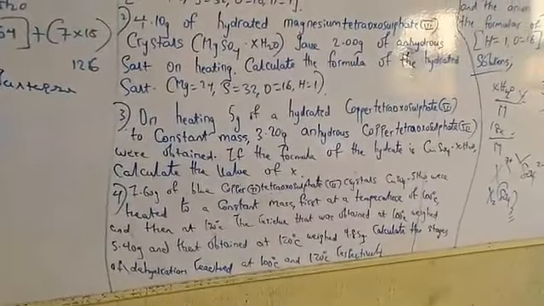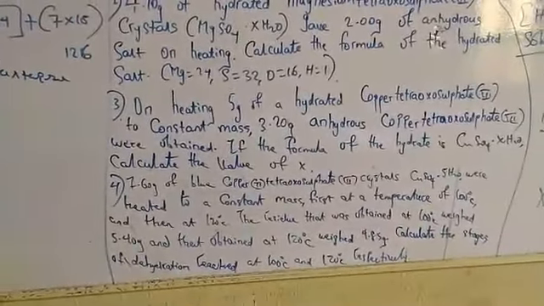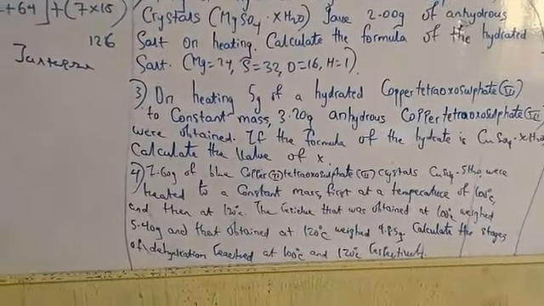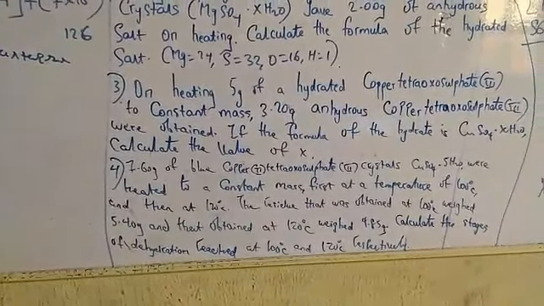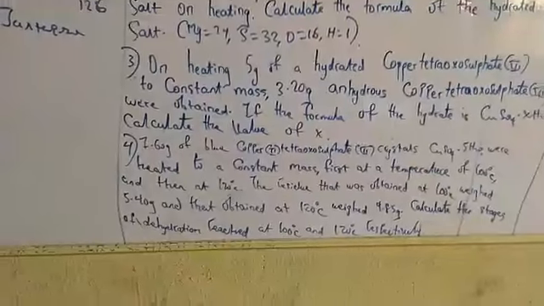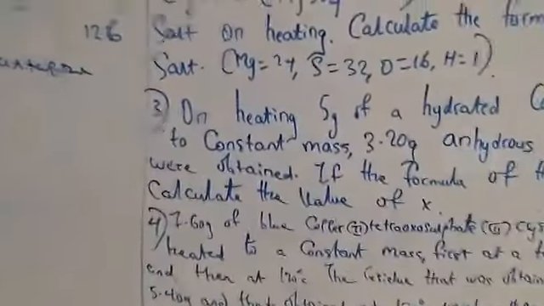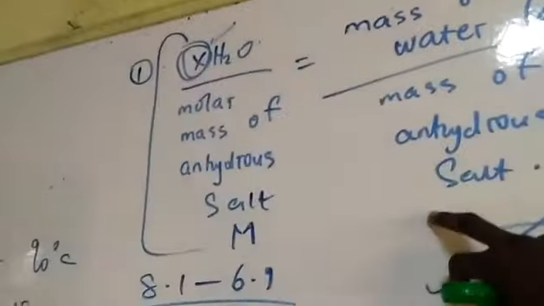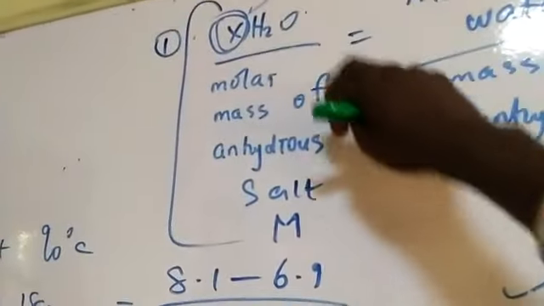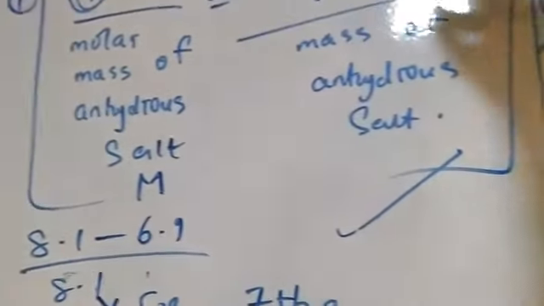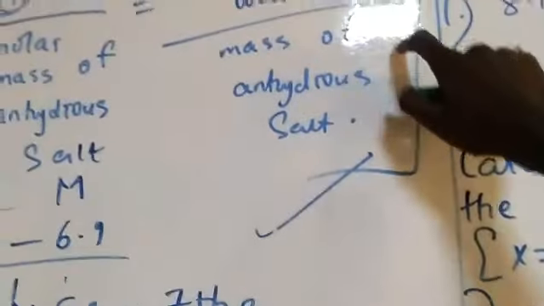Number 3 says on heating 5 gram of hydrated copper tetraoxosulphate 6 to constant mass, 3.20 gram of anhydrous copper tetraoxosulphate 6 were obtained. If the formula of the hydrate is CuSO4.xH2O, calculate the value of x. This is the same thing too. Just remember this formula often. You can read this 7 times until it sticks to your brain: xH2O over molar mass of anhydrous salt is equal to mass of water lost over mass of anhydrous salt.